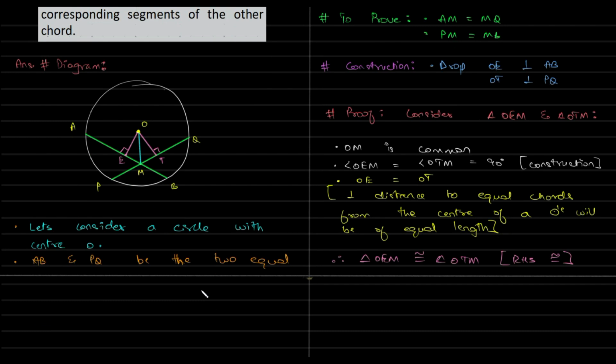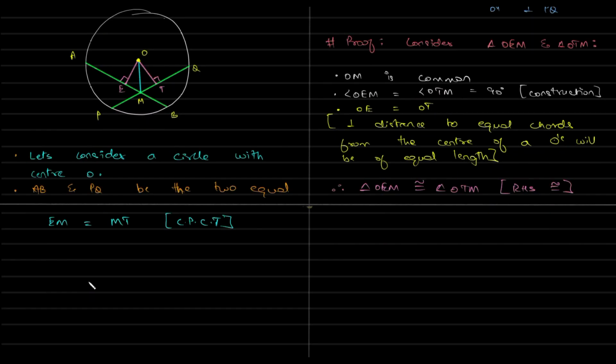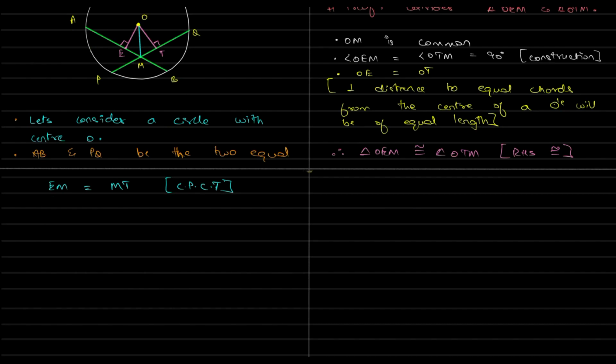So how will this help? Well, this will help us to prove that EM is equal to MT. That's nothing but your CPCT. Okay, so EM is equal to MT. What next? We have to prove that AM is equal to MQ and PM is equal to MB. How will we prove now AM is equal to MQ? Think about it. Well, we can do it this way.